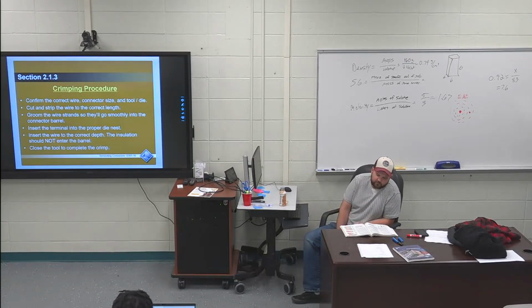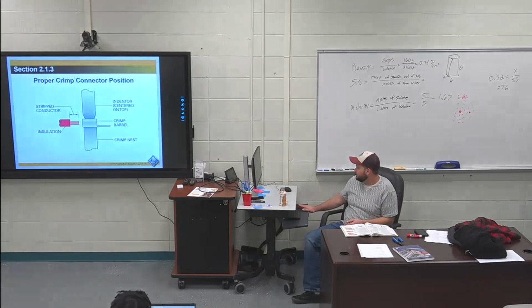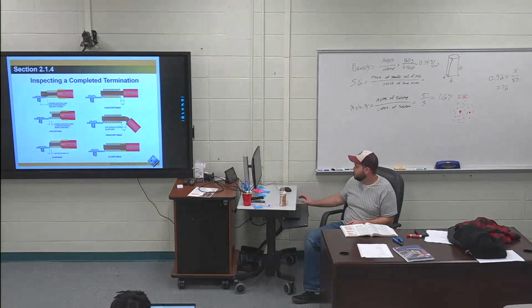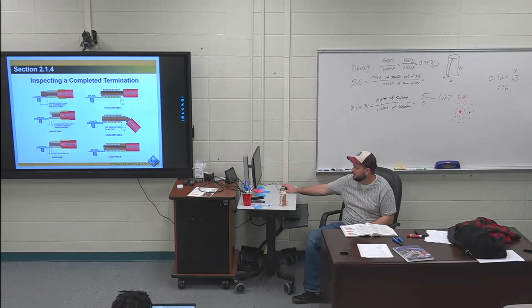Termination inspection, 214. Pretty much what I do is a tug test. After I do it, I tug on it. If it falls off, it's no good. I look at it visually to see if it looks right. If you look at page 27, you can see that if the wire hangs out too much, that's not right. If it's not in enough, when you crimp this, it's going to shove the wire out of the barrel connector, so it's not going to have a good mechanical connection.